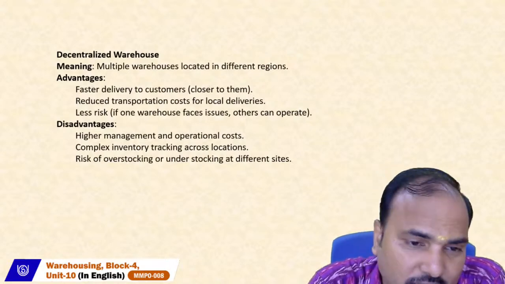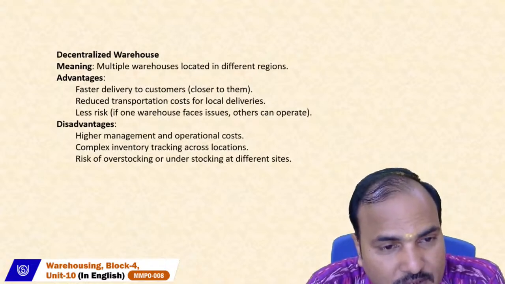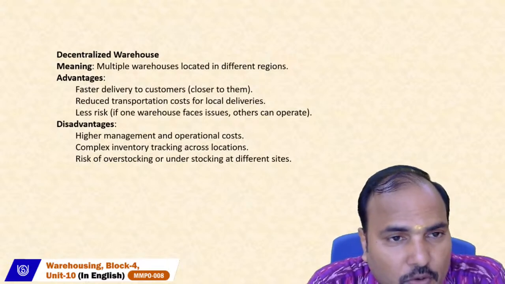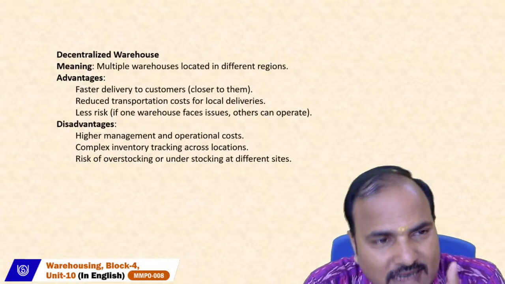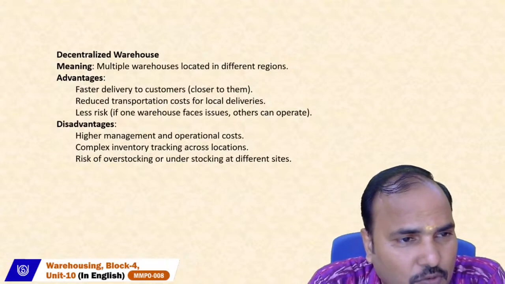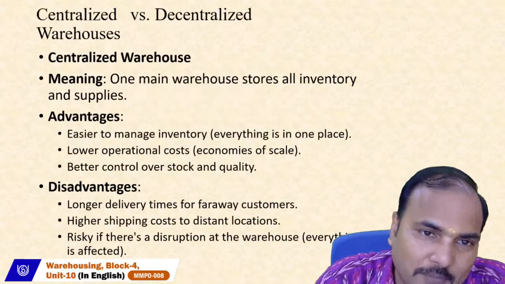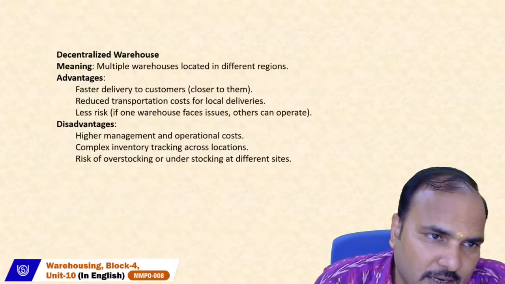Here, the risk of overstocking or understocking at different sites may happen in between, which is another disadvantage. By this way, we can say there is a difference between centralized and decentralized warehouses. What are the basic differences? A centralized warehouse is one main warehouse, whereas decentralized has multiple warehouses.